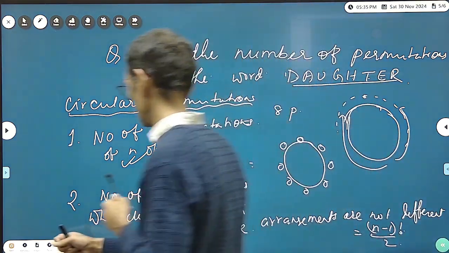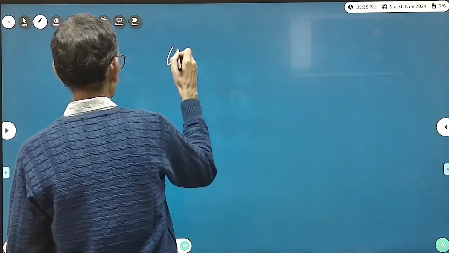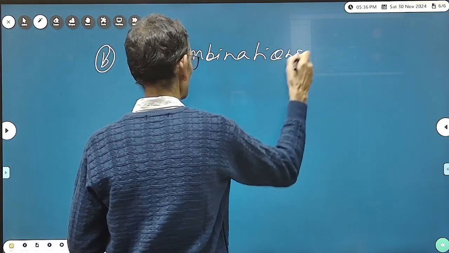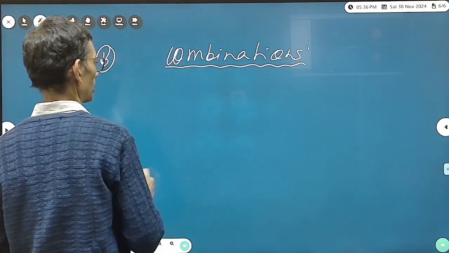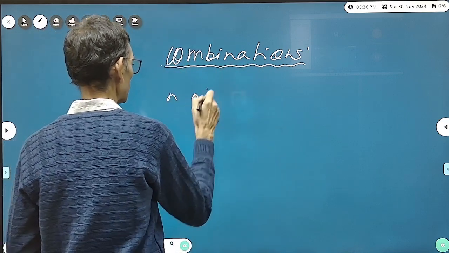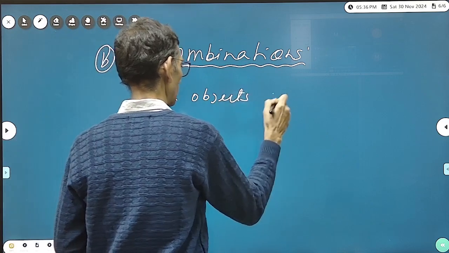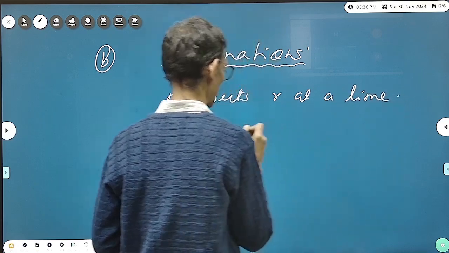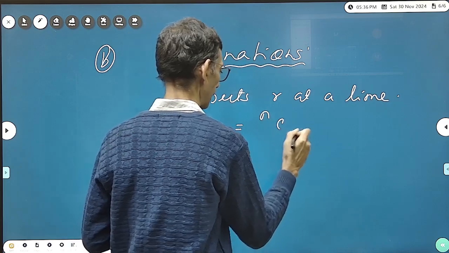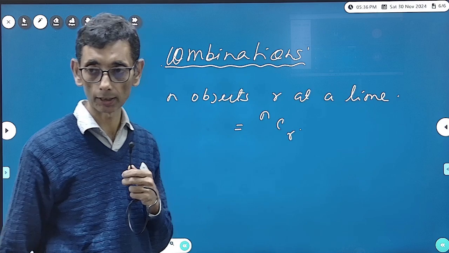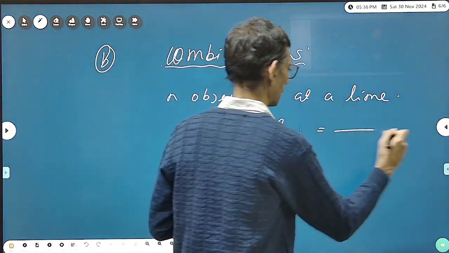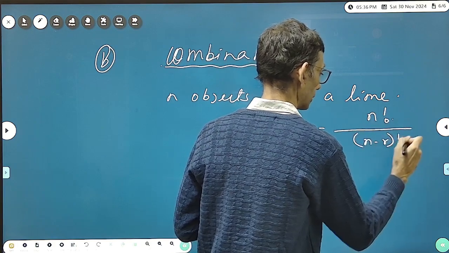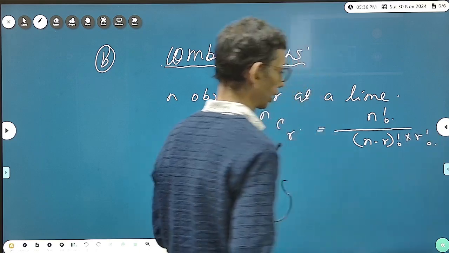So now next, combinations. When n objects are taken r at a time, their combination is written as nCr, and we calculate it as n factorial divided by n minus r factorial into r factorial. The r factorial will be extra.